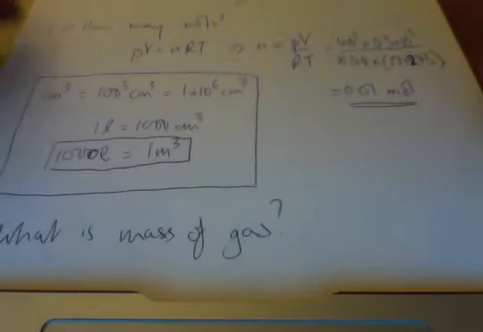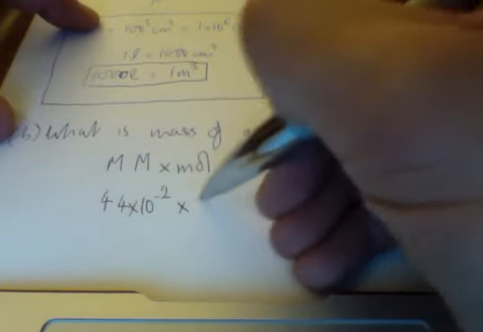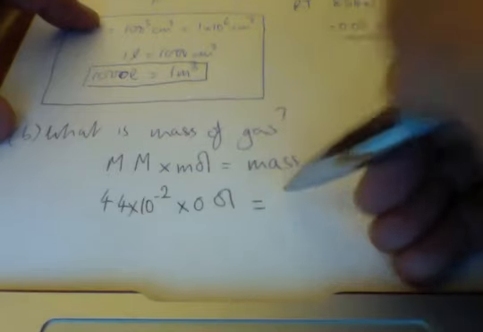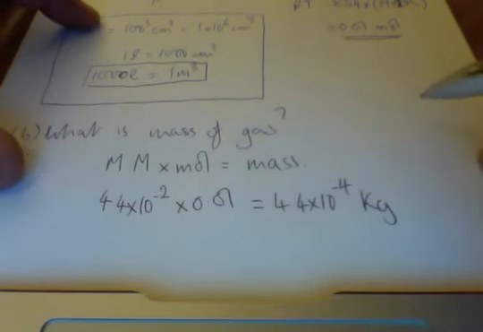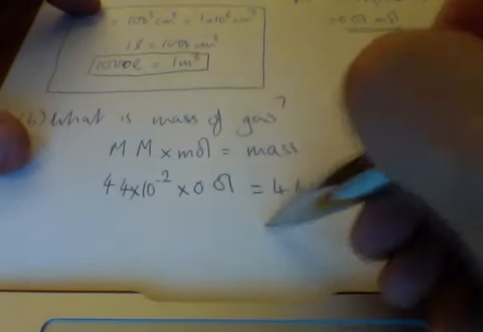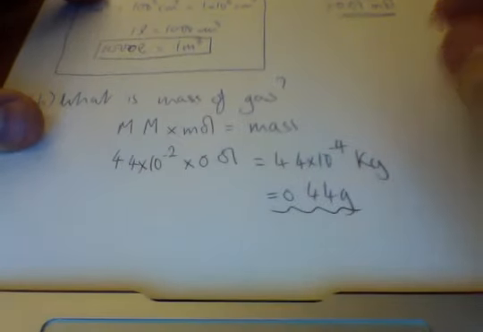Okay, so coming back down here, what's the mass of the gas? Well, if each mole has 4.4 times 10 to the minus 2, then you merely multiply the molecular mass by the number of moles to give you the mass. In this case, 4.4 times 10 to the minus 2 times 0.01, giving us 4.4 times 10 to the minus 4 kilograms. Or, if you like, 0.44 grams of gas.